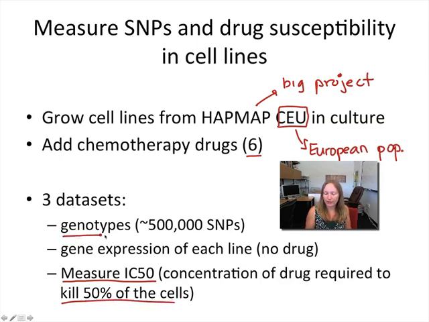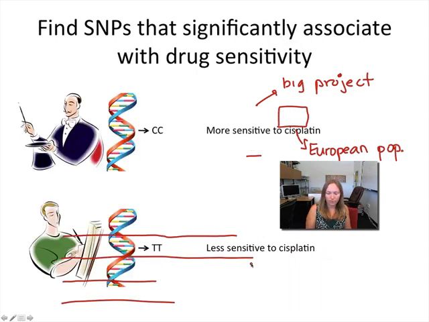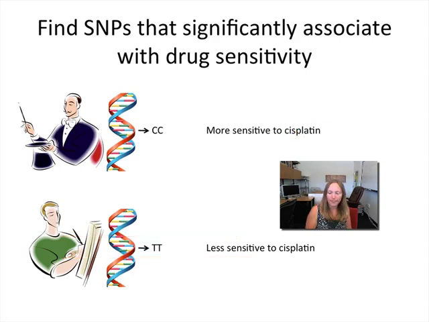They measured the genotypes, so the 500,000 different SNPs that differ among the cell lines. And they measured, without drugs, the gene expression of each line. So different people from this population have slightly different basal level gene expressions. They found SNPs that significantly associate with drug sensitivity. So if you're one guy, you might have a CC at this position, and that makes you slightly more sensitive to this drug cisplatin. Whereas if you're the painter dude, you have 2 Ts at this position, and you're less sensitive to cisplatin.